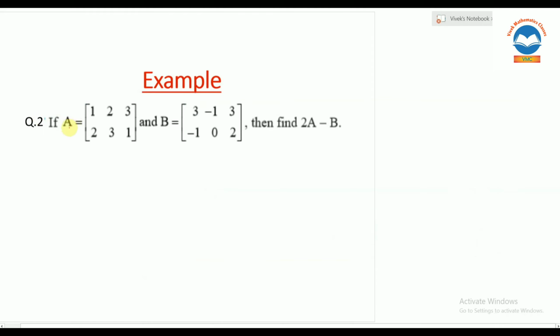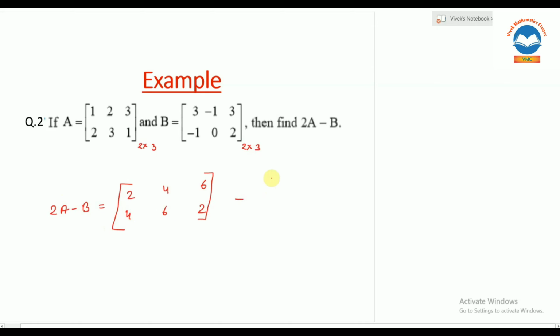Here, if A equal to this matrix, they have given a 2 cross 3 matrix, and B is also a 2 cross 3 matrix, then we need to find 2A minus B. First of all, you have to find 2A. For finding 2A minus B, first of all you have to write 2A. In each and every component of this A, you have to multiply by 2. So 1 into 2 will be 2, 2 into 2 will be 4, 3 into 2 will be 6. Here again 4, 6 and 2.